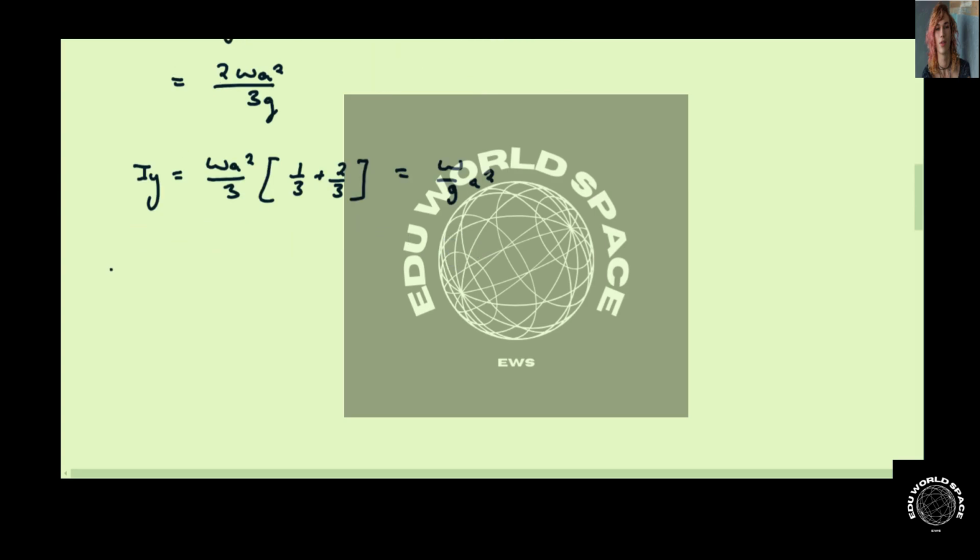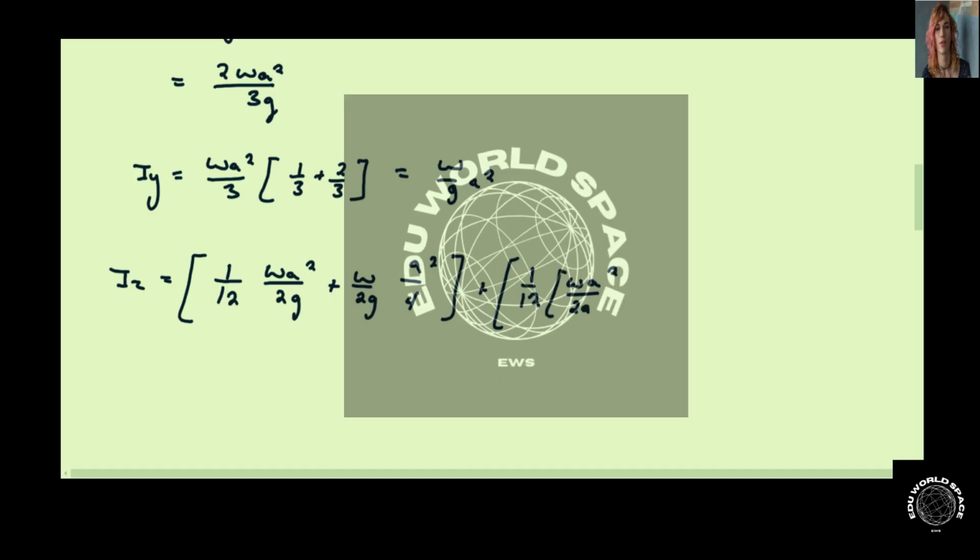And now for your Iz, it's just going to be 1/12 W a squared over 2g plus W/2g times (a/2) squared plus (a/2) squared over 4, plus 1/12 W a squared over 2g plus W/2g times a squared plus a squared over 4. And we get 5/6 W a squared over g.